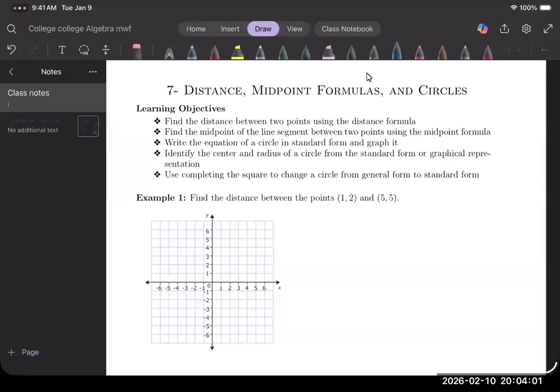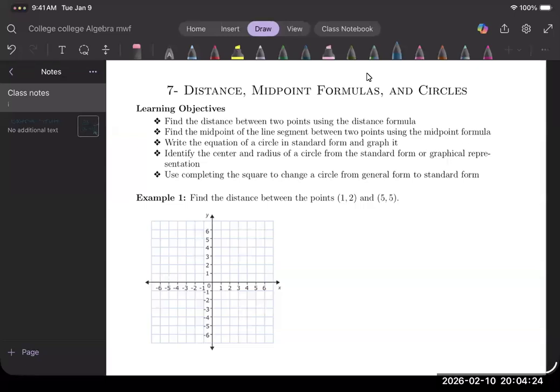Identify the center and the radius of a circle from the standard form or a graphical representation, and then use completing the square to change a circle from general form to standard form. All right, so I'm going to try to split this up into 2 videos, the first 3 bullets and then the last 2. So distance and midpoint as one and circles as the other.